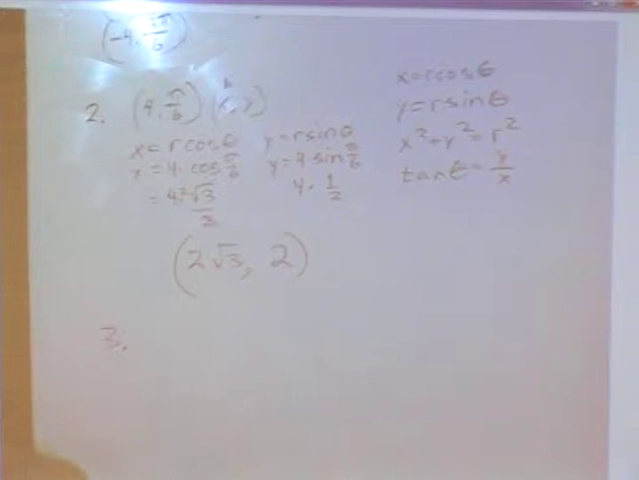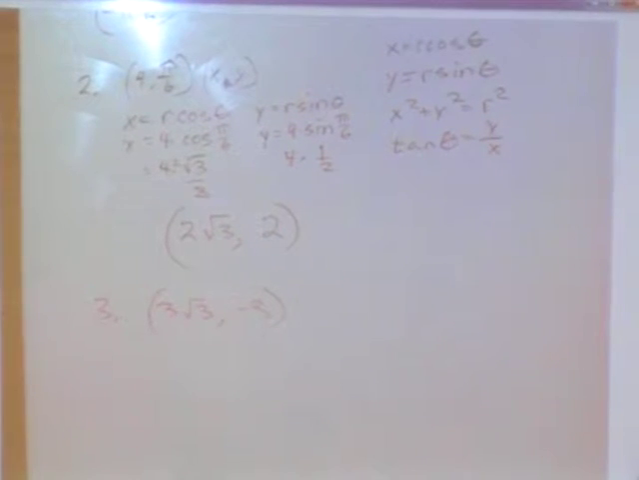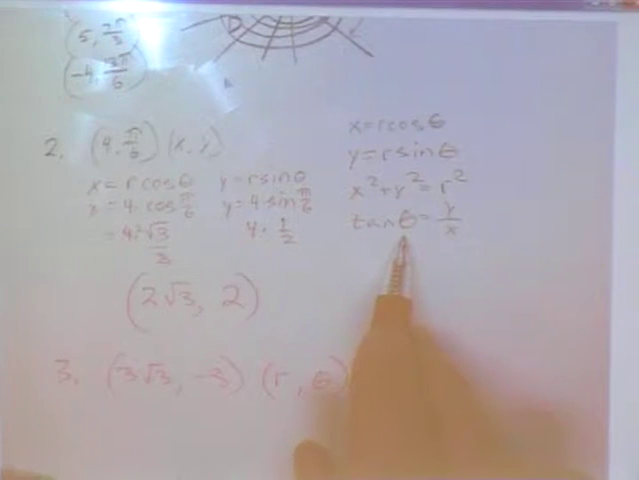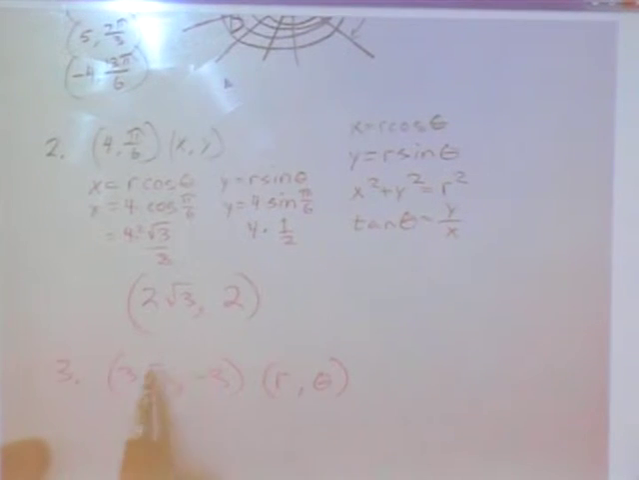Number 3 is given the rectangular coordinates. What is the polar coordinates? So we need to find r and we need to find theta. Again, using these values up here. To find r, if I have x and y, I can use this equation. Well, I do have x and y.